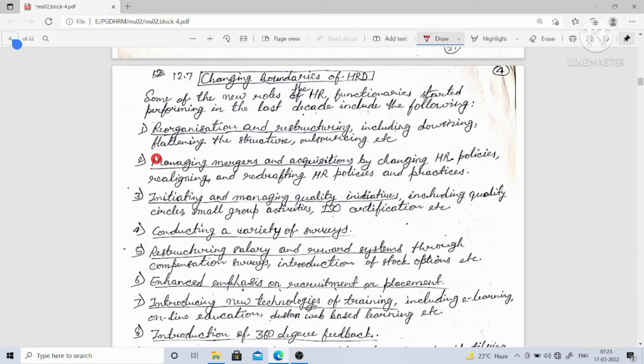First given, reorganization and restructuring, including downsizing, flattening the structure, outsourcing. So in organizational reorganization and restructuring, the human resource department is involved. Second given, managing mergers and acquisitions. In mergers and acquisitions also the human resource department is involved nowadays. And how? By changing HR policies, realigning and redrafting HR policies and practices.